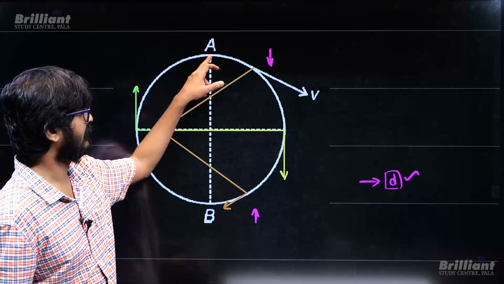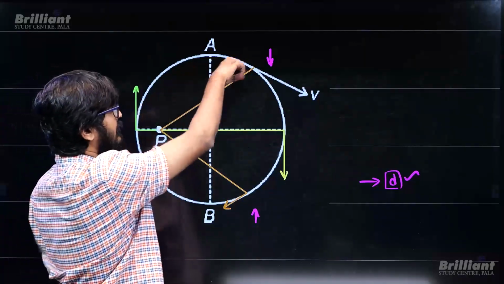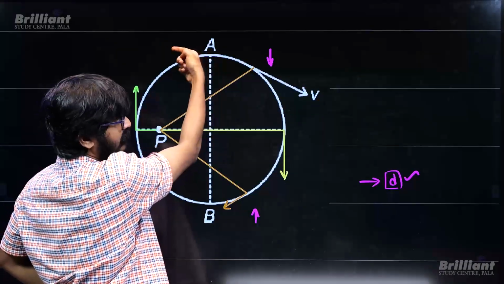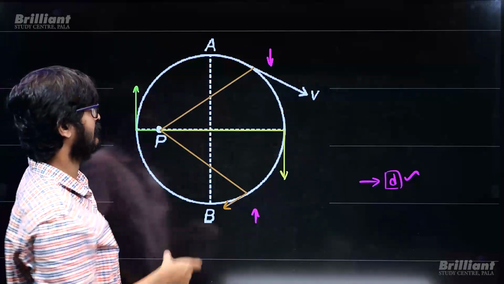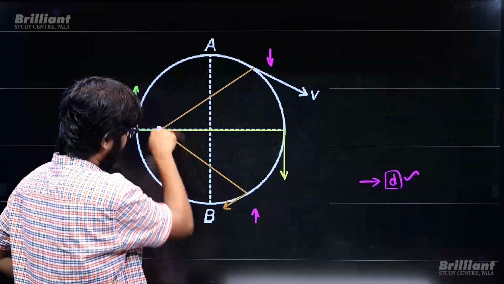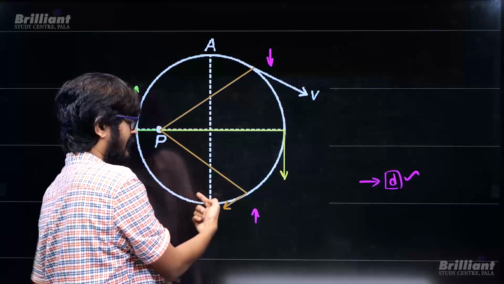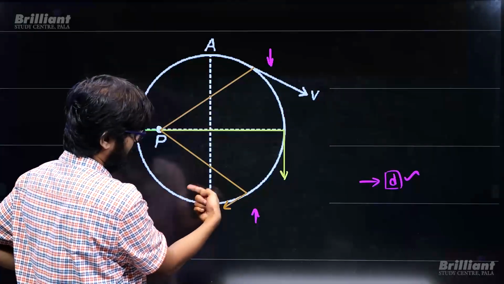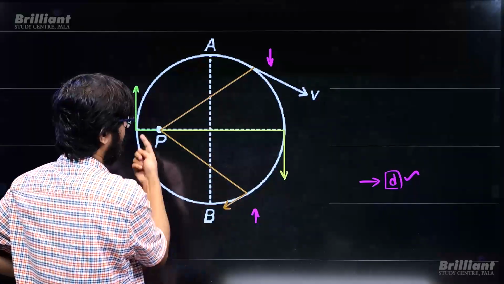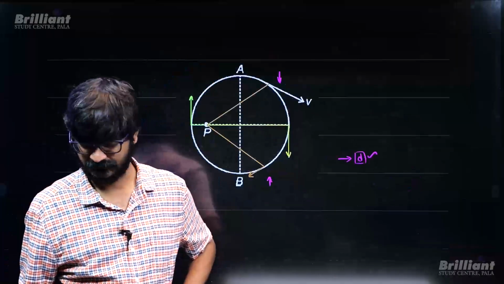If you draw at A, velocity will be in this direction and acceleration will be in this direction. It is an obtuse angle. So when you resolve acceleration, there will be one component in the direction opposite to velocity. So it will be decelerating, so speed will be reducing. But if you look here, velocity will be in this direction, acceleration is in this direction. Now velocity and acceleration are making an acute angle. So acceleration's component will be along the direction of velocity, so it will be increasing the speed. So from here to here it will be increasing the speed, from here to here it will be decreasing the speed, right?